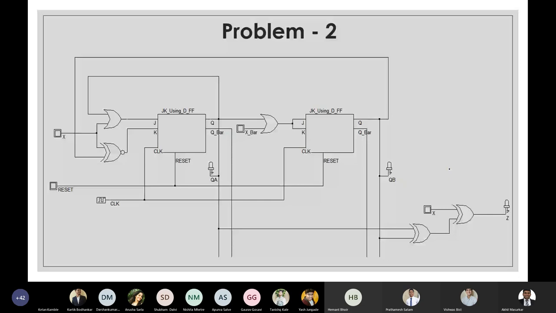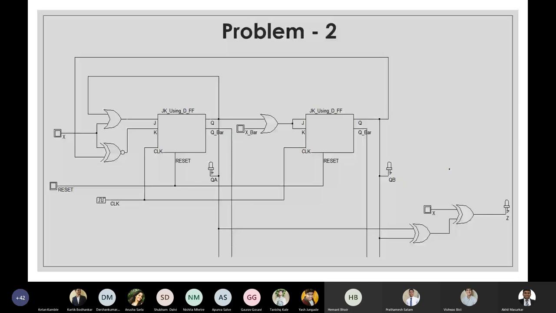Lesser hardware only means lesser routing, lesser delays, high speed. So all these factors will come into the picture. So I hope you are now convinced that for the same state diagram, the JK flip-flop implementation requires lesser hardware as compared to the D flip-flop.